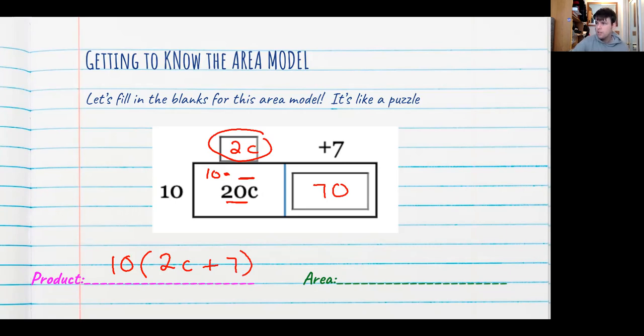And then the other thing we're going to write out is what was the area? What was the actual result of this multiplication? What did we get on the inside of our rectangles here? Well, we got 20c and positive 70, so plus 70. So that's the product. That's what we were actually multiplying in this situation, the monomial and the binomial. And then what did we get as a result? That's our area, what was on the inside.